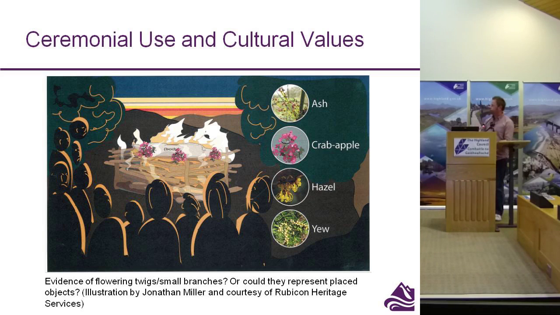And we can then interpolate this. This helps us provide a narrative for our archaeology on the site. So here, those really small bits of wood that you always get, could they represent flowering branches that have been put on the pyre? Could they represent objects, spears, arrows, etc., that have been put on there as well?